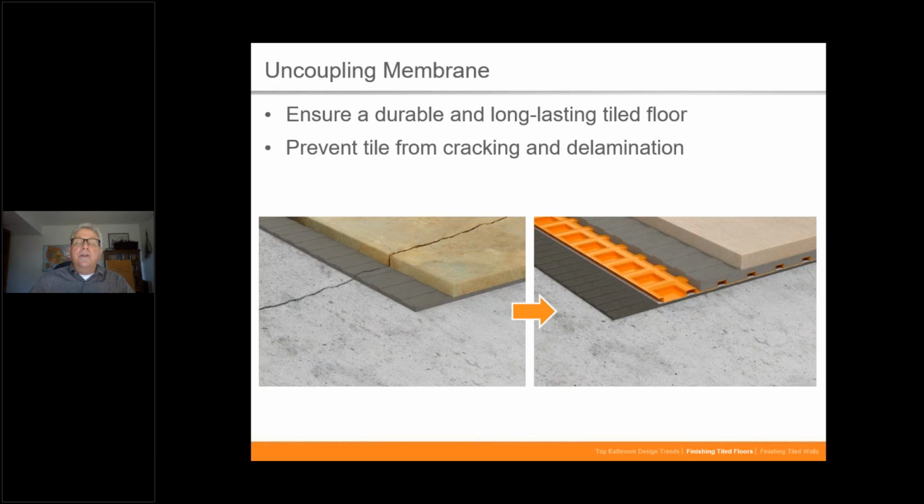This is where we're talking about maybe an uncoupling membrane is something that you should be looking at to put under the tile veneer and over the substrate to prevent that delamination or cracking or all of that differential movement between the substrate and the tile that's going to happen due to moisture change or temperature change or even loading the floor with traffic or what have you. So keep those in mind.